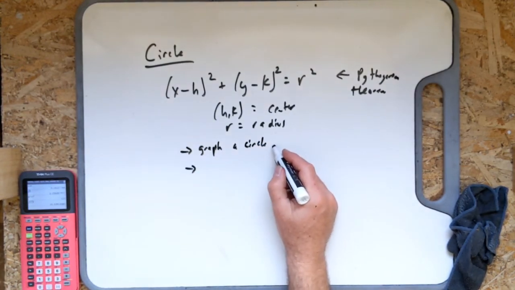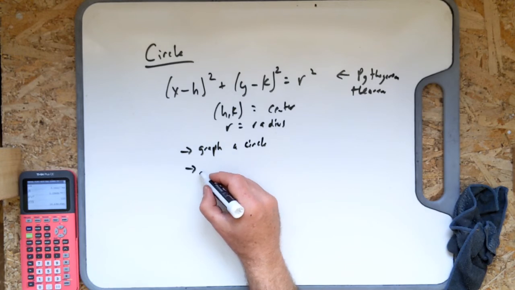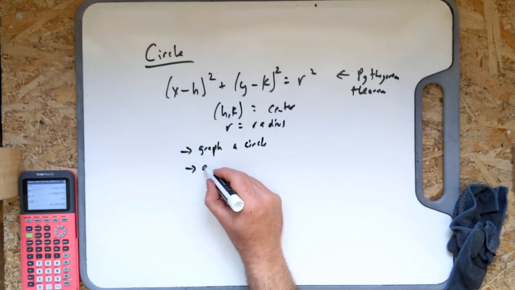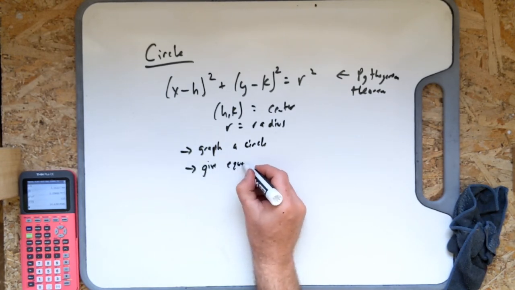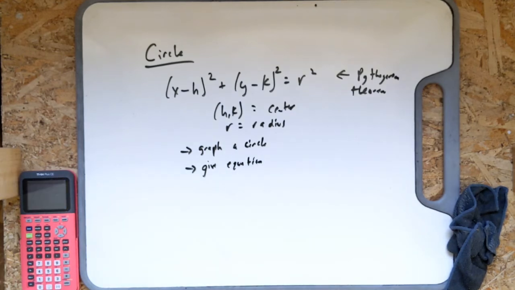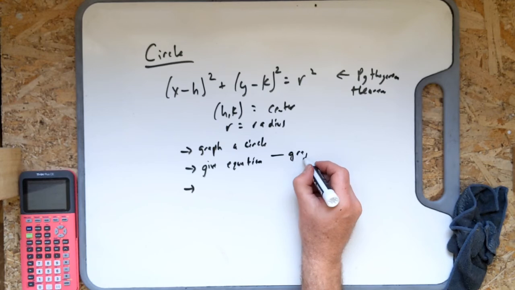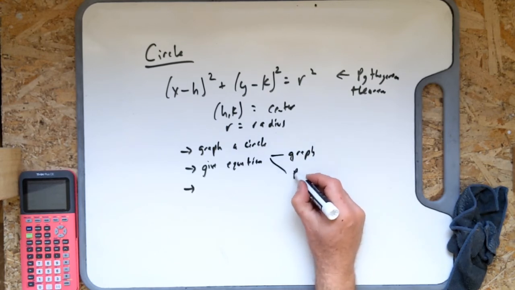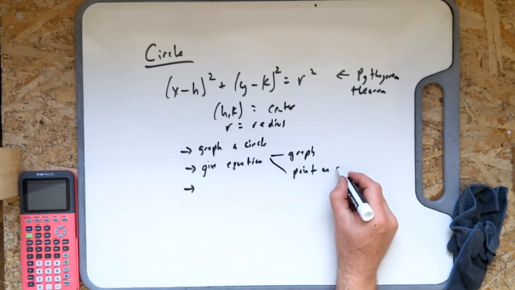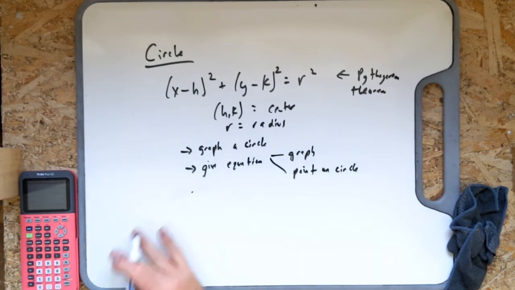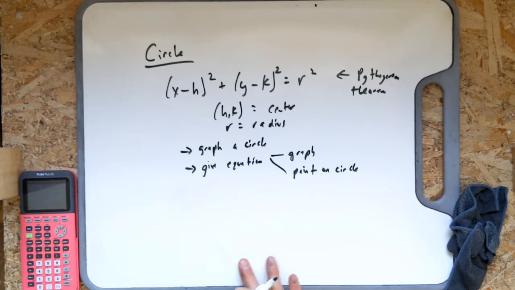If I give you the equation, or if I give you the graph, or if I give you a point on the circle. Okay, that's it. Summary for circles. By the way, for college algebra, you're going to have to know how to complete the square. I'll do that in another video.